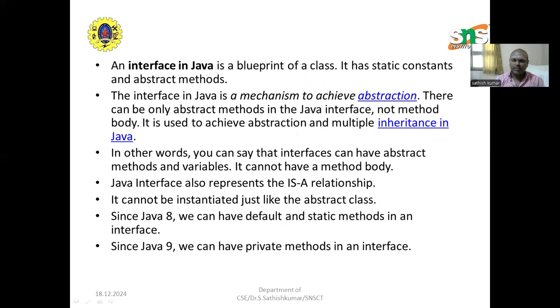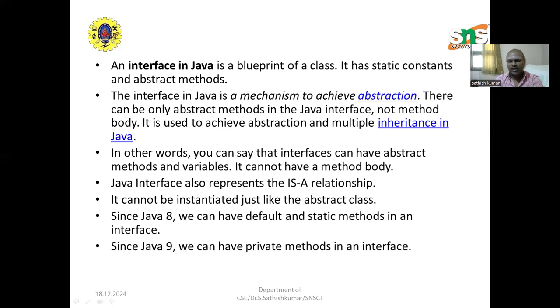There can be only abstract methods in a Java interface, not the method body. It is used to achieve abstraction and multiple inheritance in Java. In other words, the interface can have abstract methods and variables. It cannot have a method body. A Java interface also represents the IS-A relationship. It cannot be instantiated, just like an abstract class.